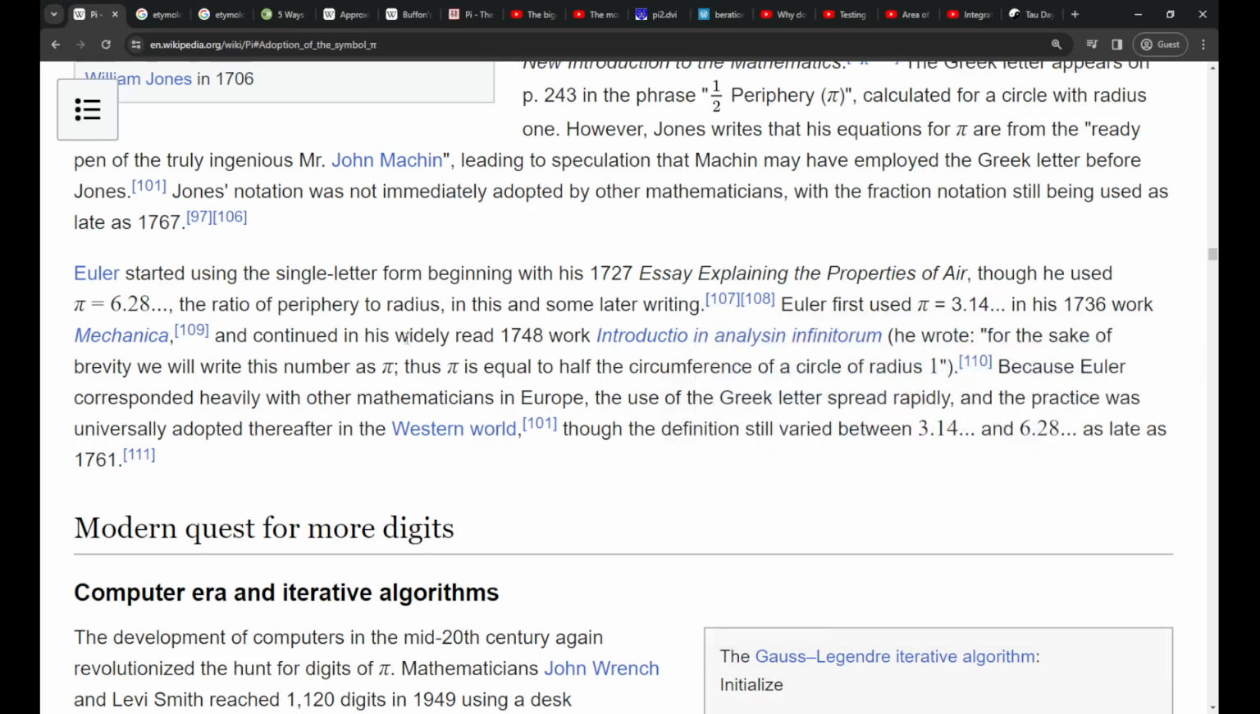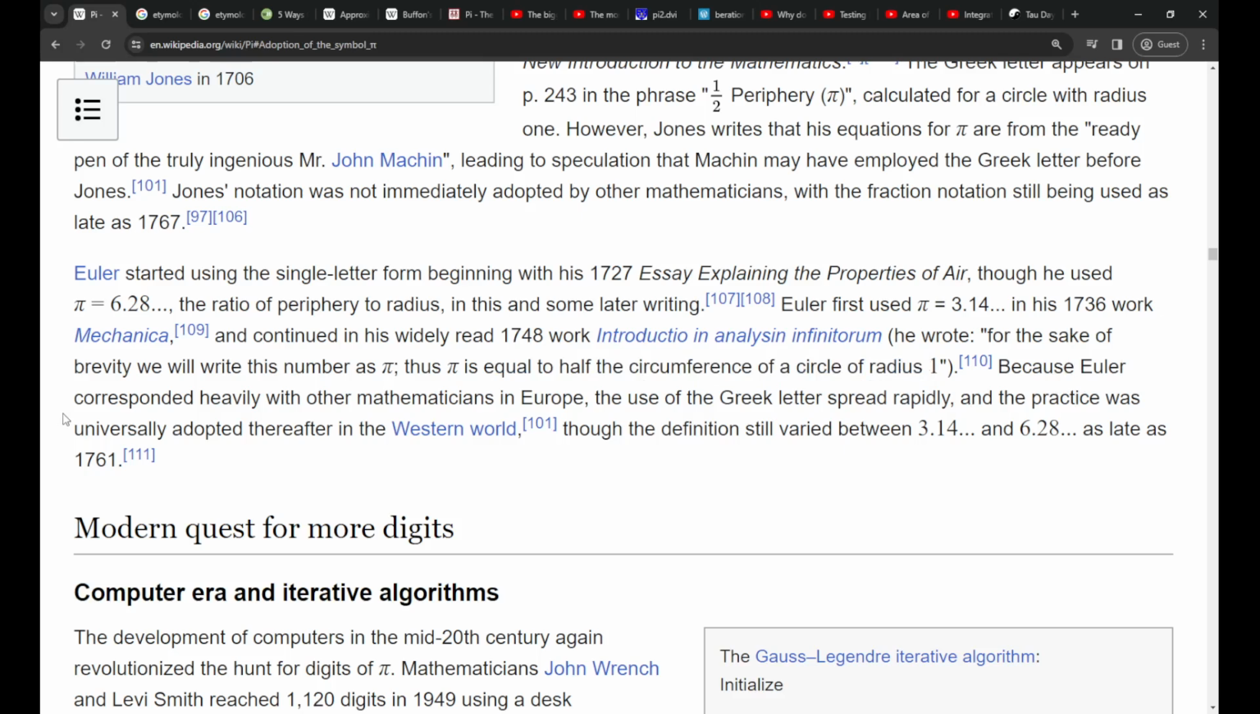So he's not even using half the circumference of a circle of radius 1. So he's not even using that as the ratio, I don't think, is he? Well, it turns out to be the correct number. He's going about it in a roundabout way. That's definitely not the way I think of it, but anyway.